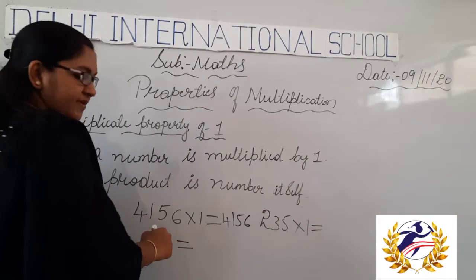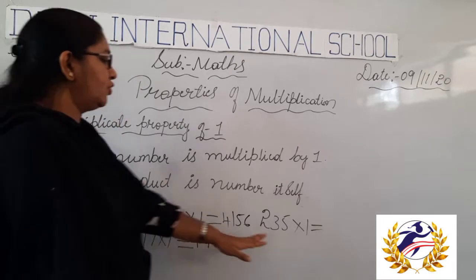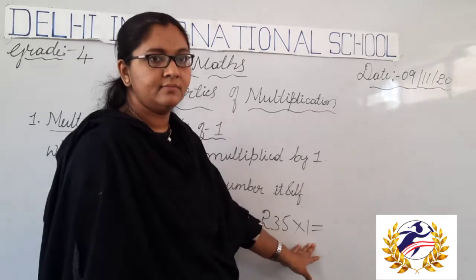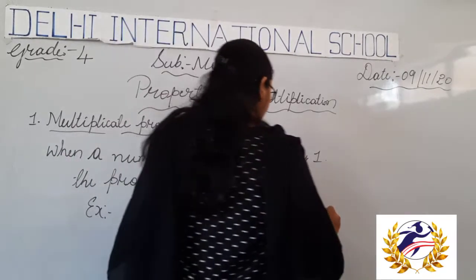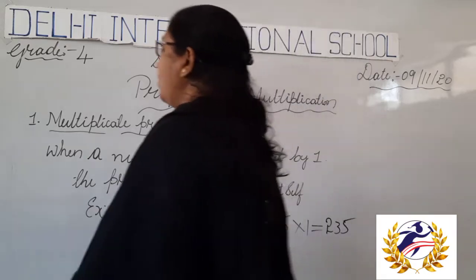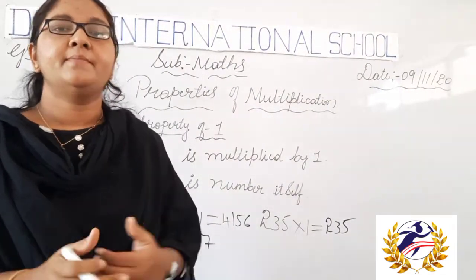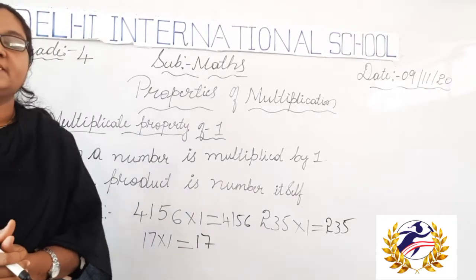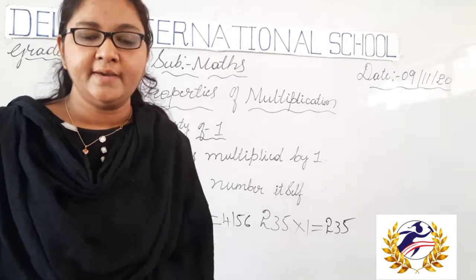Second one, 17 ones are how much? 17 into 1? 17 itself. 235 into 1? 235 ones are 235. So, when we multiply a number with 1, the number remains the same. It doesn't change anything. Okay, next we will move to the next property.